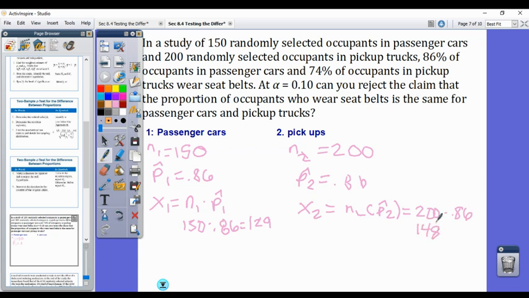Okay, so our significance level in this case is 0.10, and we are trying to figure out if the proportion of occupants that wear seatbelts is the same for passenger cars and pickup trucks. So what they are telling me is they're claiming that P1 should equal P2, and that is going to be my null. Then the complement to that statement is that P1 does not equal P2. And that's going to be my alternative.